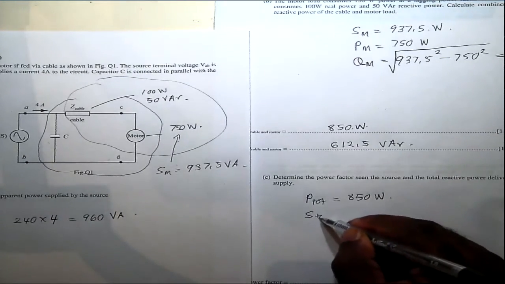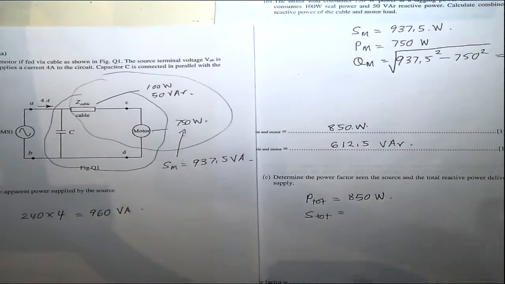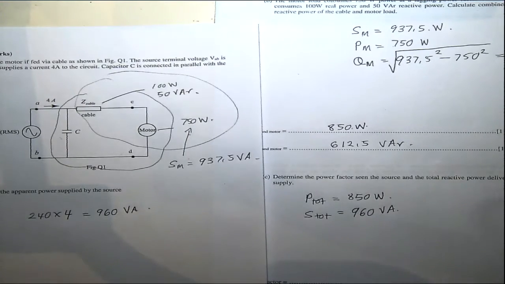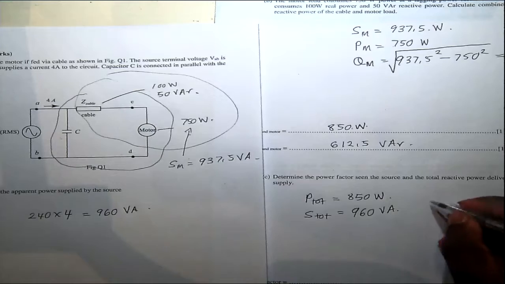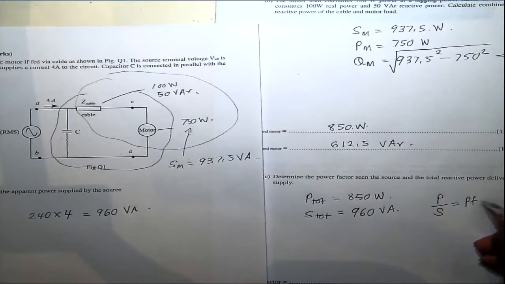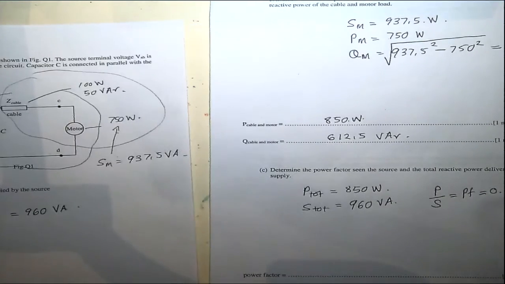The apparent power total is this particular value which we calculated. That's the supplied apparent power. So the power factor is the real power divided by apparent power. That's 850 divided by 960. So that turns out to be 0.8854. That's the power factor.